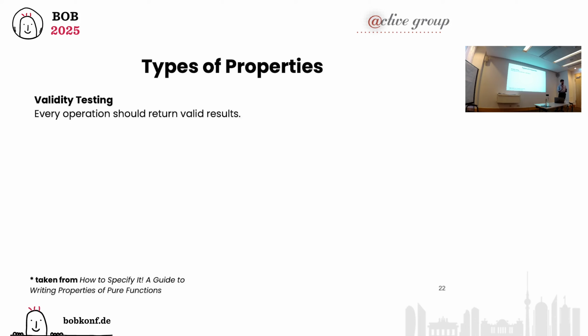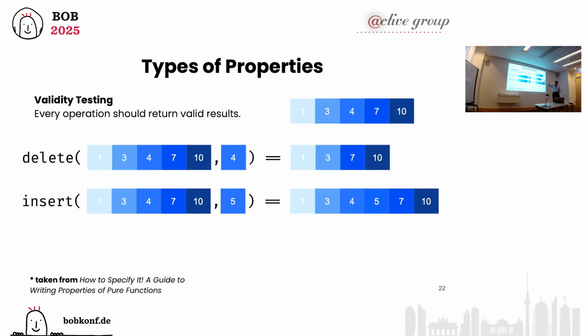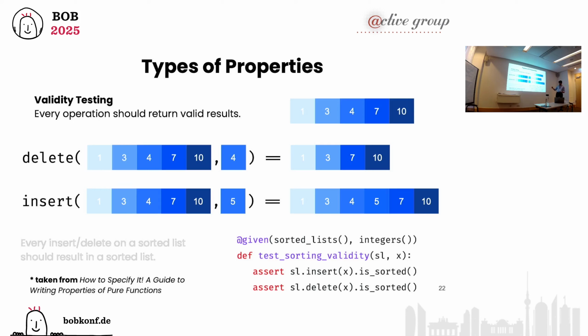If you have a data structure or an algorithm or a class, and you have a validity predicate on that, like in a sorted list, it's sortedness. In a binary search tree, it is the invariant that everything to the left is smaller and everything to the right is greater, and so on. When we have a sorted list like this, we know that any operation that we apply on top of it should result in a sorted list again. We can informally state it as: every insert or delete on a sorted list should result in a sorted list. And if we were to write it as a hypothesis test, this is how we would write it.